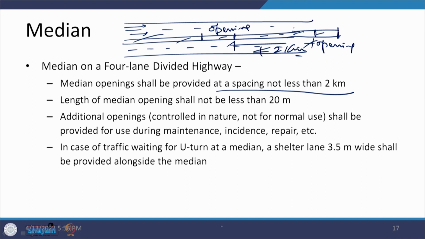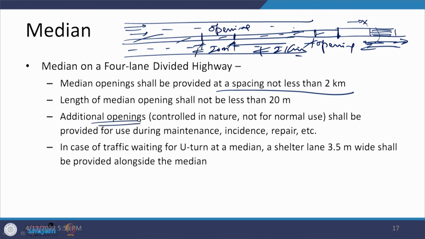But another thing is that sometimes we can provide these openings in a clear manner, and sometimes there are further intermittent openings which are closed, and those barriers can be removed at any time if there is an emergency, due to which one lane has to be closed and the traffic has to be moved to the other lane, and that is how both directional traffic is going to be on the other side. Then the width of the median, this is what we are talking about, should not be less than 20 meters.